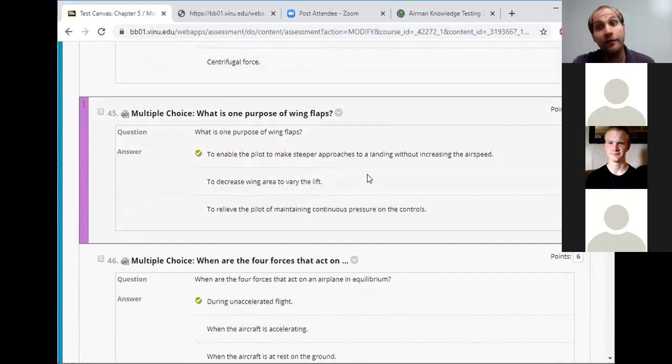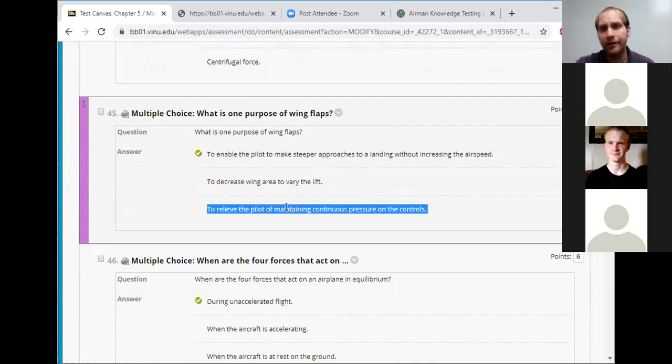All right, I have some of y'all missing this question here. What is one purpose of the wing flaps? To enable the pilot to make a steeper approach to landing without increasing the airspeed. We've talked about that one a few times. Flaps let us have a steeper descent angle without picking up excessive airspeed. So I had some students selecting an incorrect answer here: to relieve the pilot of maintaining continuous pressure on the controls?